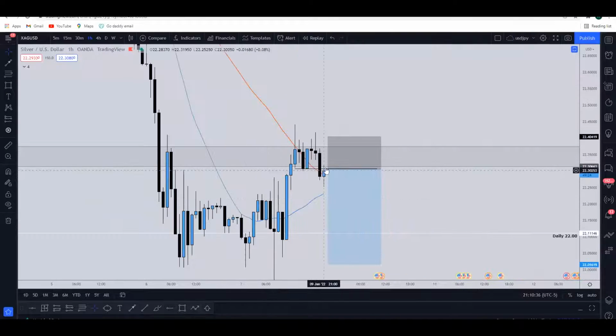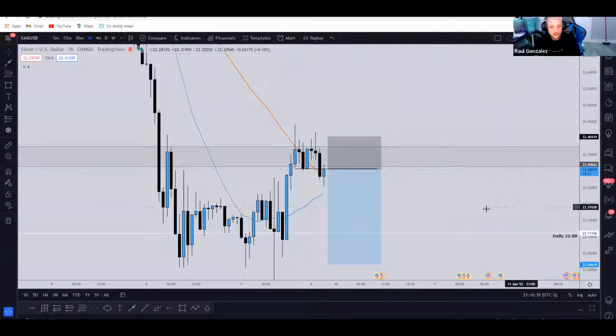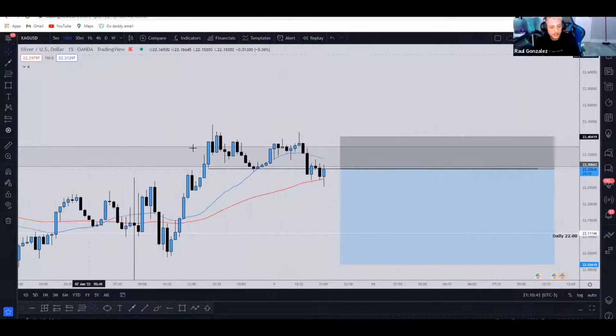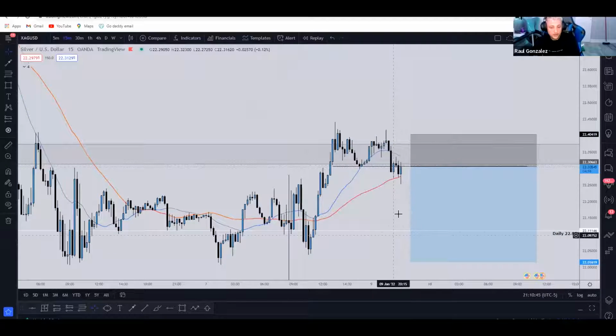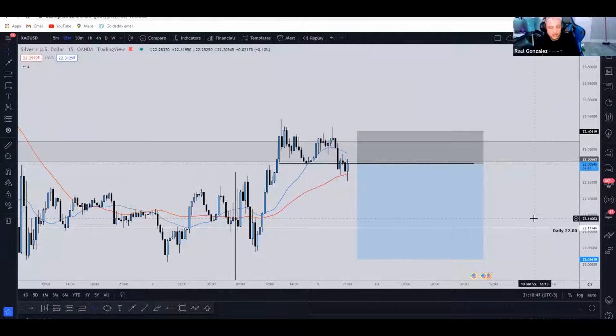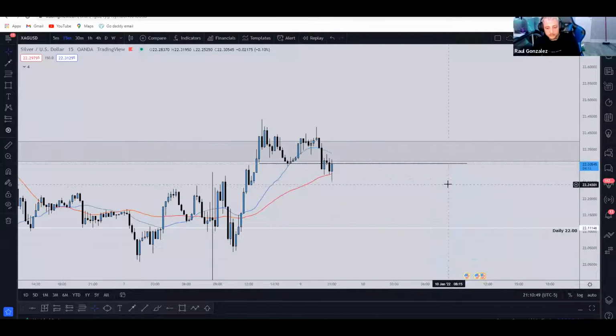Because then if price were to start trading higher, then this break and retest is no longer valid. I would want to see how these next few 15-minute candlesticks form though, because I don't like taking trades this early in the trading day.